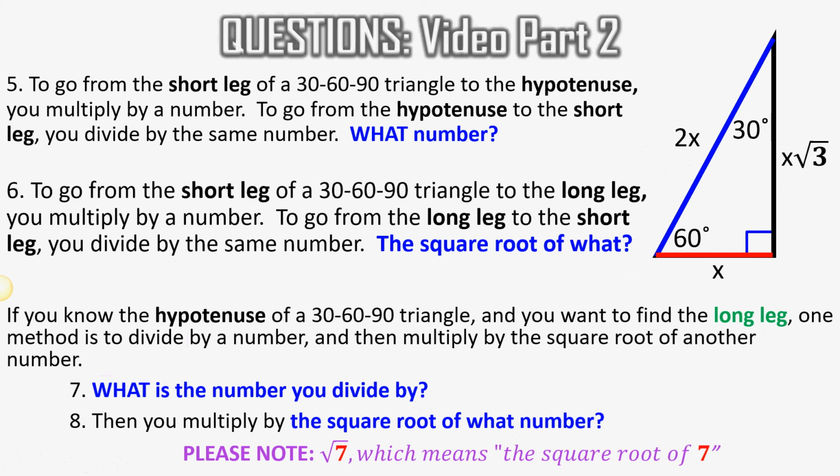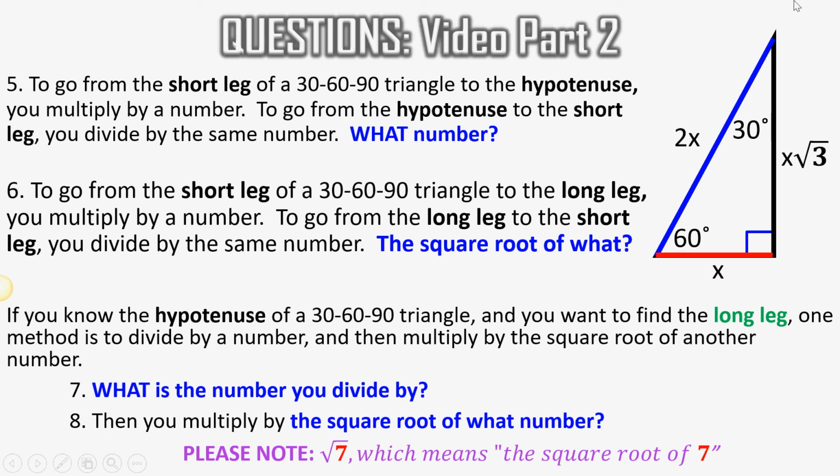All right, so for part 2, to go from the short leg, the red, of a 30-60-90 triangle to the hypotenuse, the blue, you're going to multiply by a number. But to go back from that hypotenuse to the short leg, you're going to divide by a number. What would that number be? It'd be 2. To go from the short leg, red, to the long leg, which I should have made green, darn it, and then to go back from that, you're going to either multiply or divide by a number. I multiply to go to this, and I divide to come back. It's going to be the square root of what number? The square root of 3. So just type 3 in your answer.